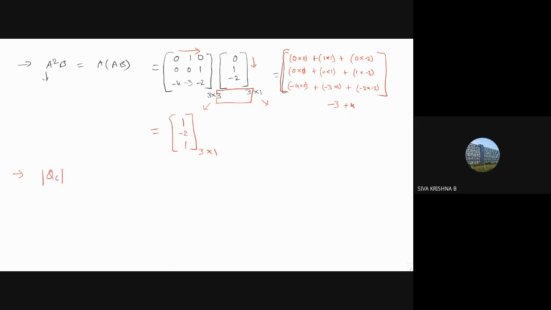The determinant of QC; the modulus indicates determinant. So that is B, A into B and A square into B. We write A square B because we must choose it according to the order. We need to extend up to A power n-1 into B. The order is 3, so 3 - 1 is 2. So we write the formula only up to 2.